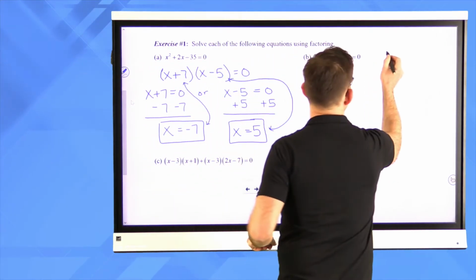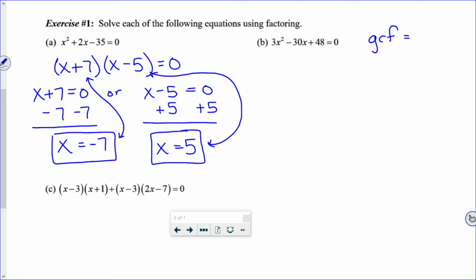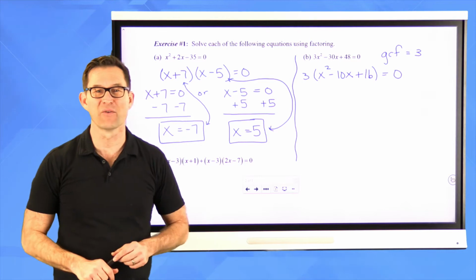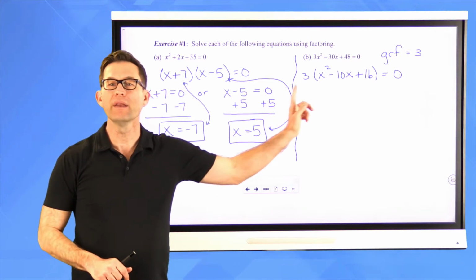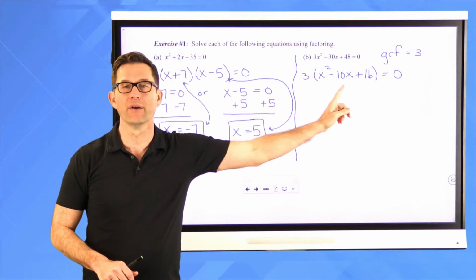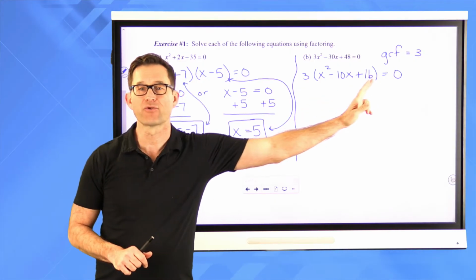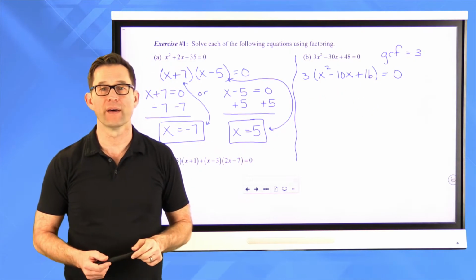If I take a GCF of 3 and I factor it out, I'll end up having x squared minus 10x plus 16 is equal to 0. Okay. I could still divide by 3 on both sides and get rid of that 3 if I wanted to. But now I need to go ahead and factor this trinomial. Yet again, I'd like you to pause the video and factor that trinomial for me. Take a moment to do that.